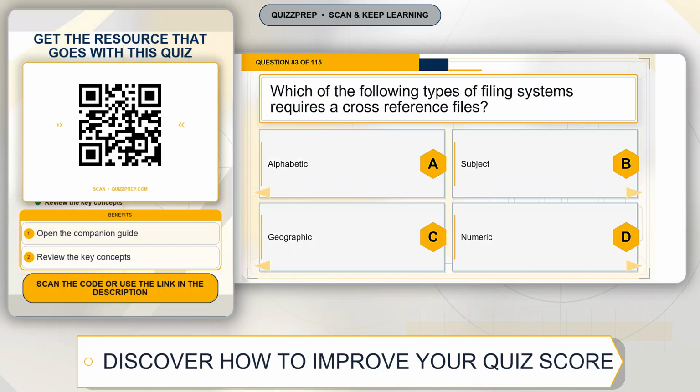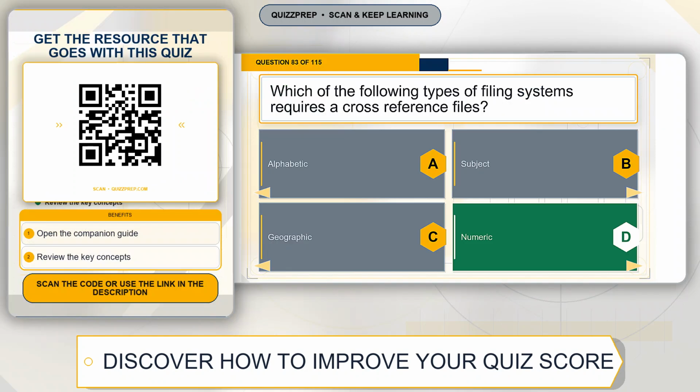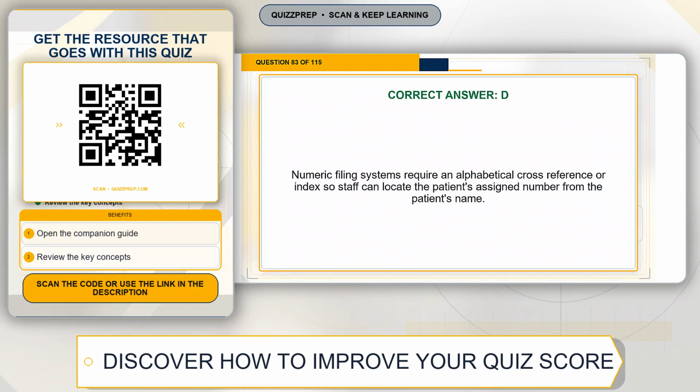Question 83. Which of the following types of filing systems requires a cross-reference files? Option A, alphabetic. Option B, subject. Option C, geographic. Option D, numeric. The correct answer is option D, numeric. Explanation. Numeric filing systems require an alphabetical cross-reference or index so staff can locate the patient's assigned number from the patient's name.